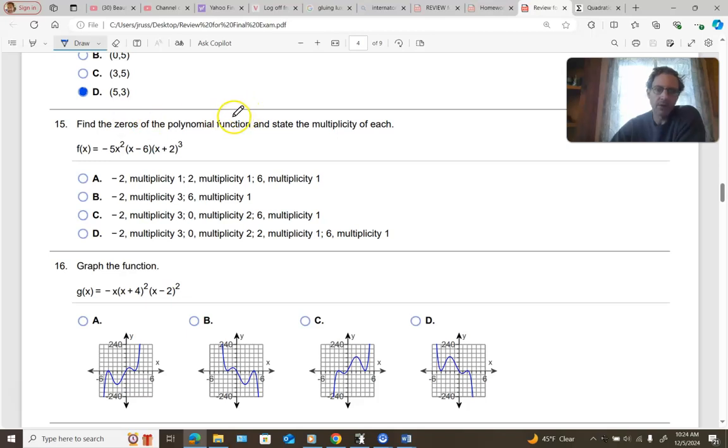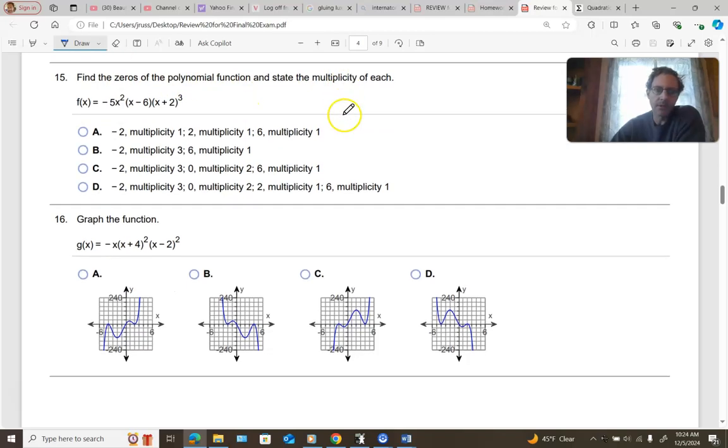Anyway, number 15. Find the zeros of the polynomial and then state the multiplicity of each. Okay. Alright, so this is in chapter 8. So the nice thing about this one, guys, is that it's already factored for us. So what I do is I just set my factors equal to 0. Well, you don't worry about the -5. It is a factor, but it can never equal 0. So my factors here are the x minus 6, and the x plus 2.